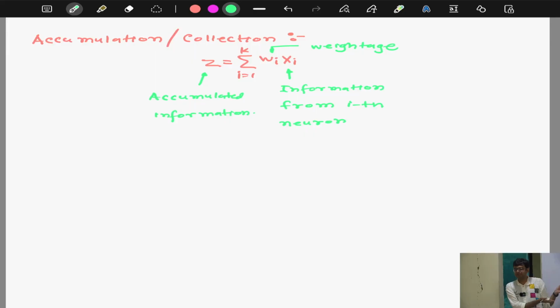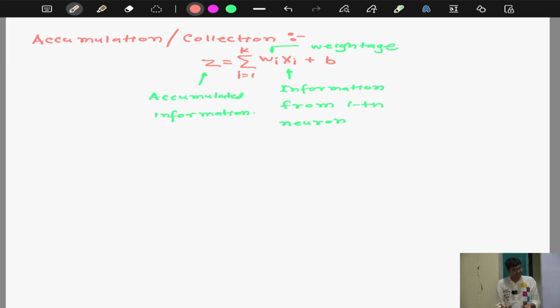Obviously, there can be some bias also, so you can also add that. Let me add plus b, let us say. So b becomes my bias. Why am I calling it accumulation? Why are the W's coming, why is the b coming? b, because even before any information we might be biased towards something. So that is why it is bias, right.